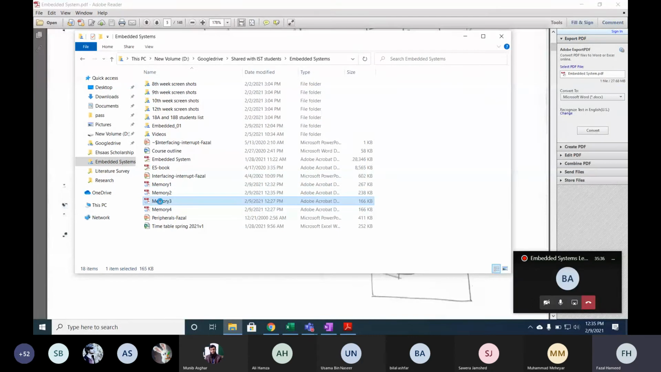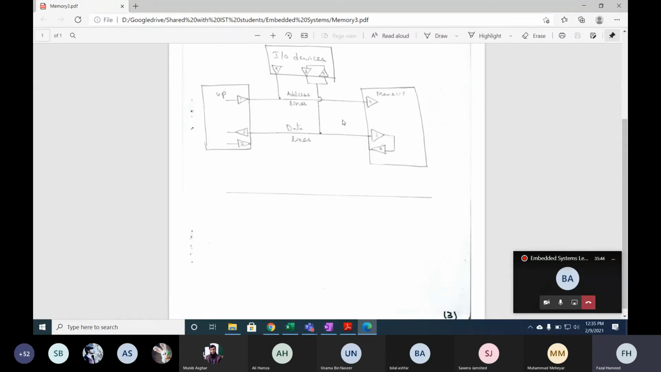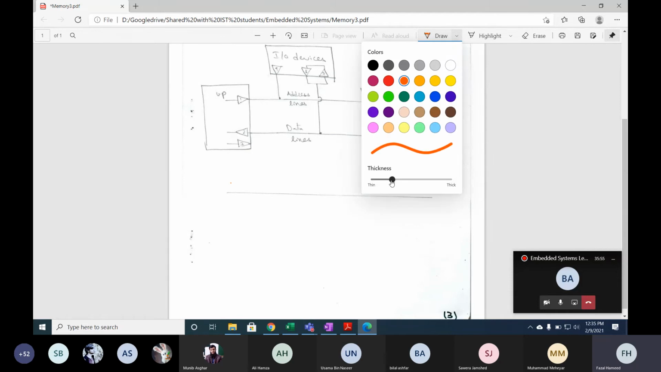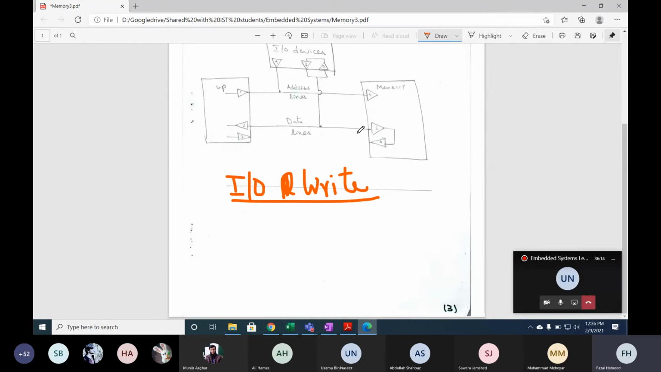Okay. Now let's assume another scenario. Now let's assume the IO device. So there is an IO read operation, but we already studied IO read. So this is an IO write operation. We want to write some data to the IO device from memory. So क्या होगा? जी बताएं.